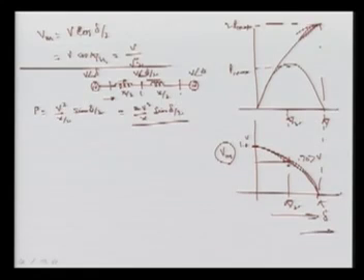If delta is 0, this P is 0, we are here. If delta is pi by 2, then what is happening? This value is your pi by 2, you can put 2v square upon x, here pi by 4, 1 upon under root 2, so we are getting under root 2 v square upon x, and we are getting some value here, that is 1.4 times here.